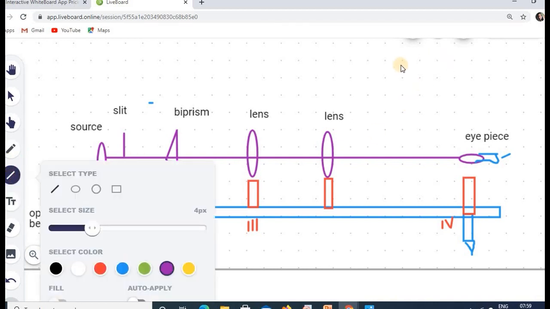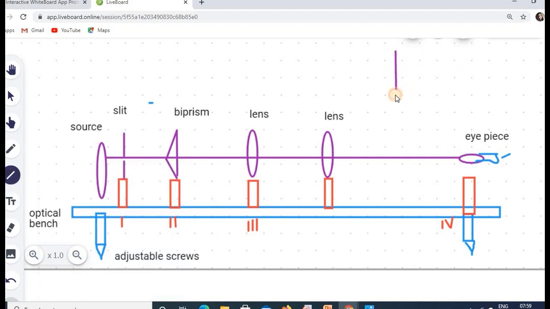Okay, so when we are looking through the eyepiece, you can see fringes of this sort. They will be very close together, and what I'm drawing is the dark fringe, and in between the dark regions, the white space is the bright fringe. Okay, so you'll be having a number of fringes like this.